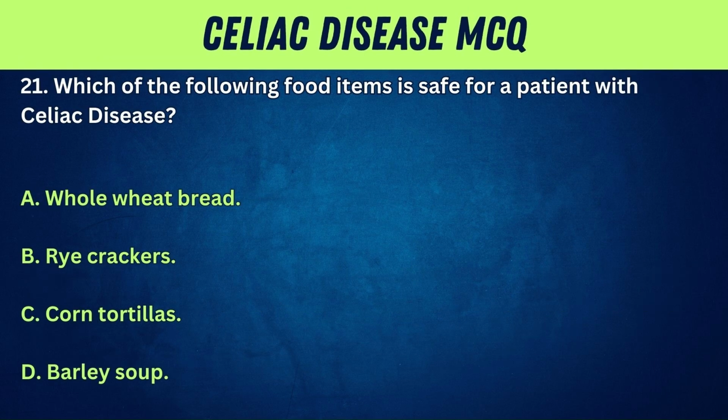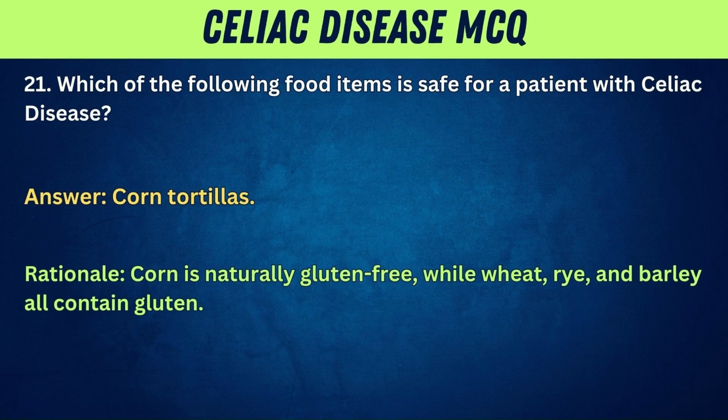21. Which of the following food items is safe for a patient with celiac disease? A. Whole wheat bread. B. Rye crackers. C. Corn tortillas. D. Barley soup. Answer: corn tortillas. Rationale: corn is naturally gluten-free, while wheat, rye, and barley all contain gluten.